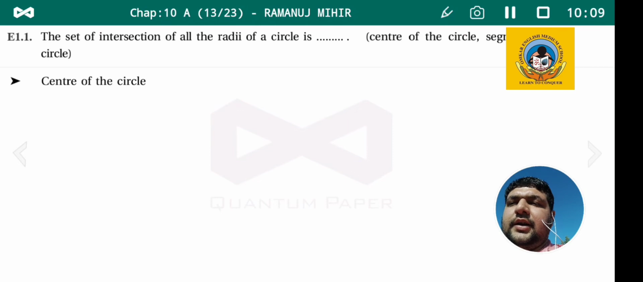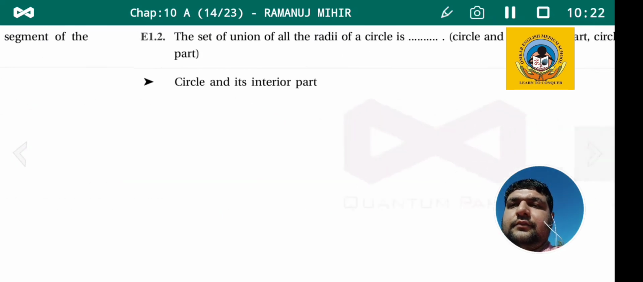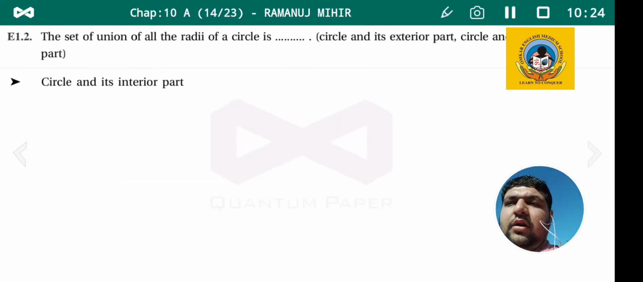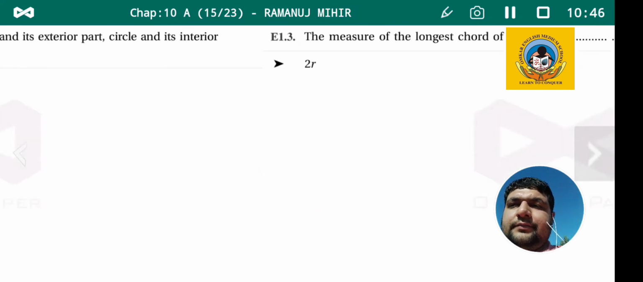The set of intersection of all radii of a circle is the center of the circle. When all radii meet at a point, it is the center. The set of union of all the radii of the circle will be a circle and its interior part. If you add all the radii, it will become a circle and its interior part.